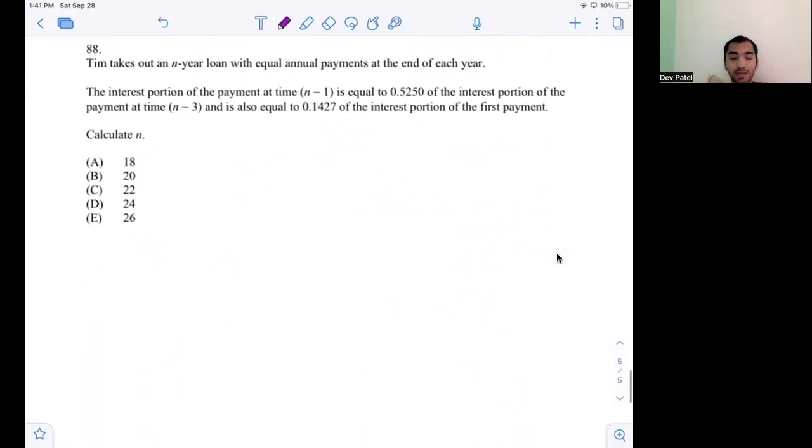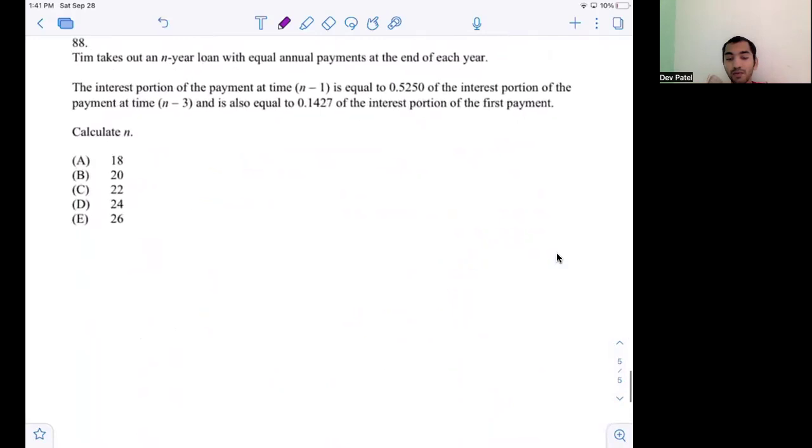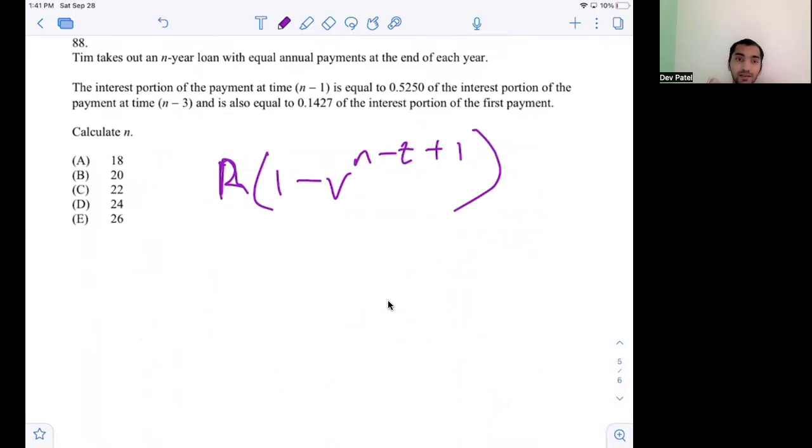So 88: Tim takes out an n-year loan with equal annual payments at the end of each year. The interest portion of the payment at time n minus 1 is equal to the interest portion of the payment at time t. So what is the formula for the interest portion? It's R times (1 minus v to the n minus t plus 1), right? That's the formula that we use when we are calculating the interest portion.